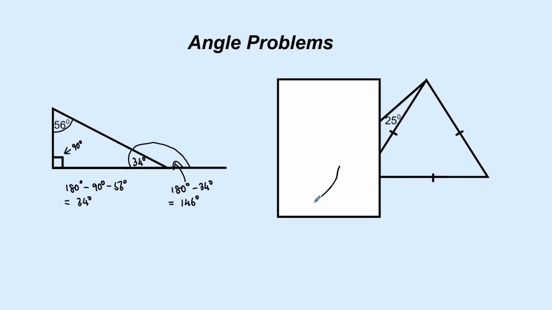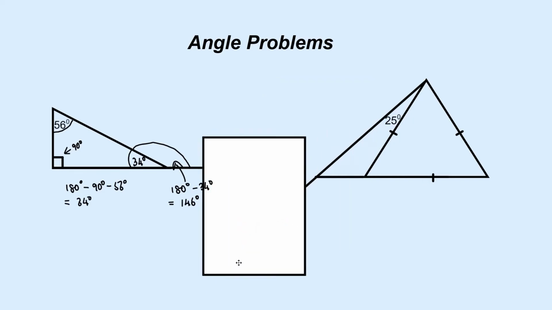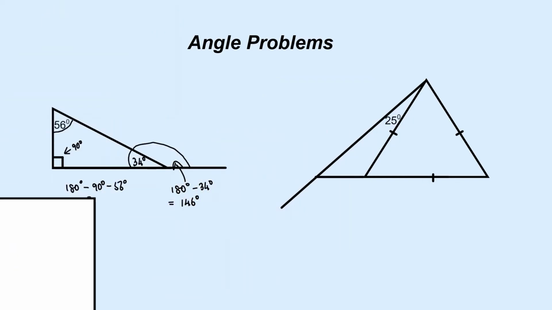Same idea with the second shape we've got over here. We want to figure out as many missing angles as we can. Now, we've got a special triangle to start off with. You'll notice that all three sides have that little line through them. That means all three sides are equal, which means it's an equilateral triangle.